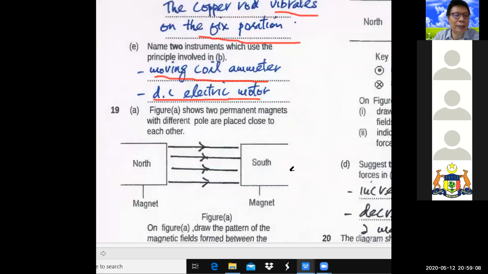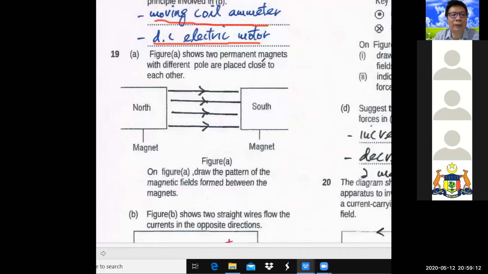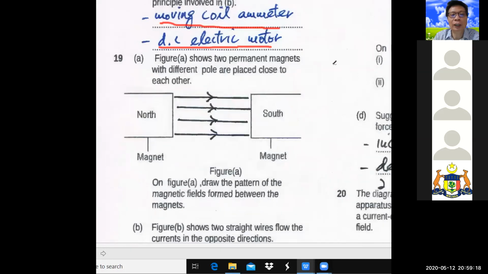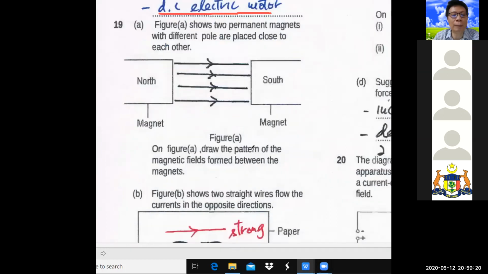Now number 19. The figure shows two permanent magnets with different poles. Here is north, here is south, right? Magnetic poles. First they ask you to draw the pattern of the magnetic field. So you just use a ruler and draw straight lines. The magnetic field goes from north to south. This is a permanent magnetic field, because this is a permanent magnet, right?